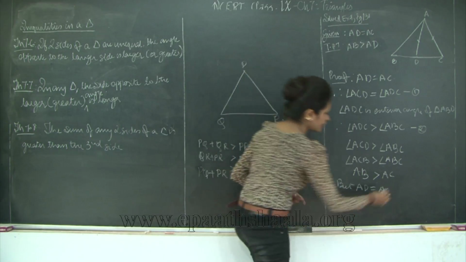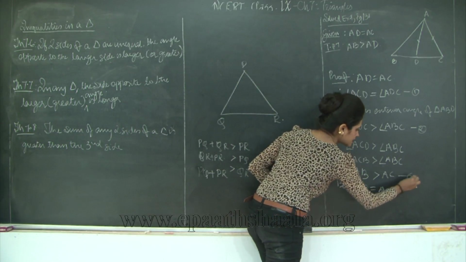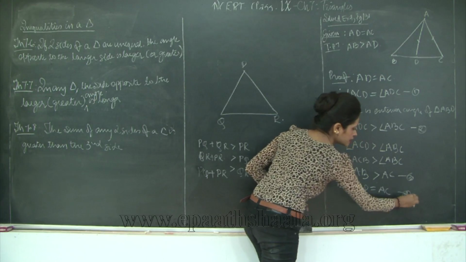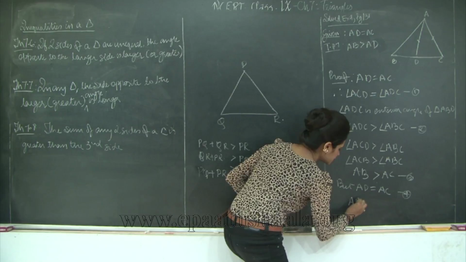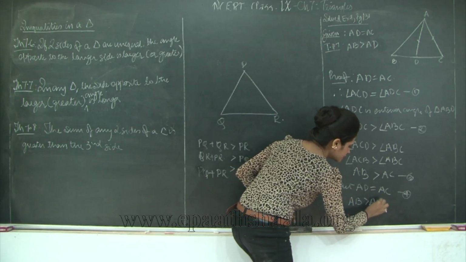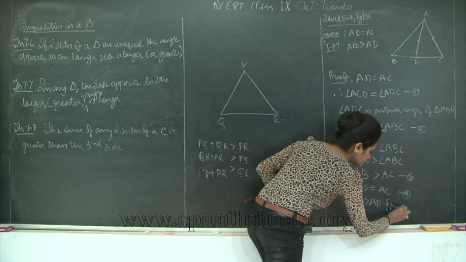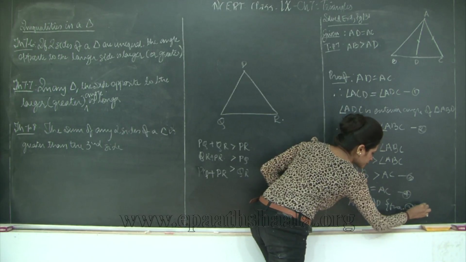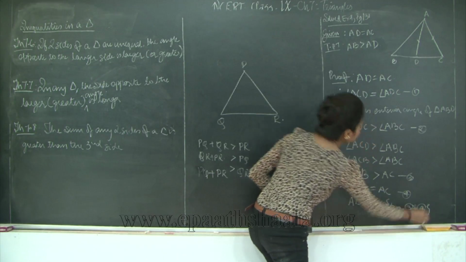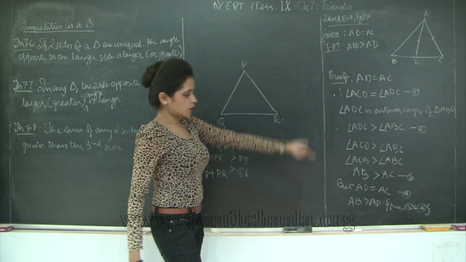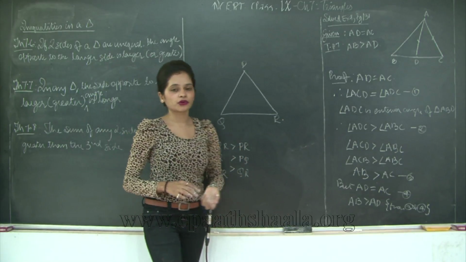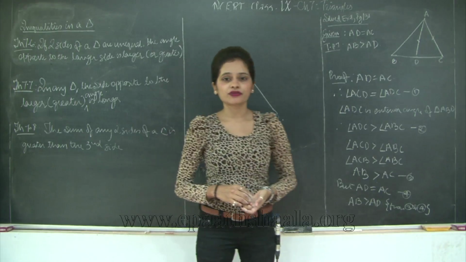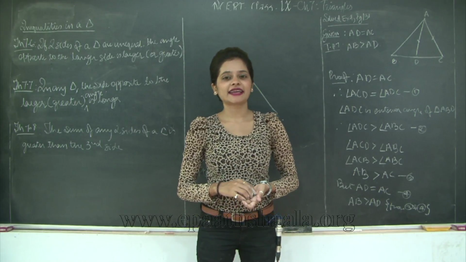Correct? Therefore, what can I say? Let's mark this statement as 3 and mark this statement as 4. What can I say? That AB is greater than AD, and I'll say from 3 and 4. So this is what was required. So with this, we wind up with the solved examples before starting exercise 7.4 of your textbooks. We'll take a look at that in the next class.